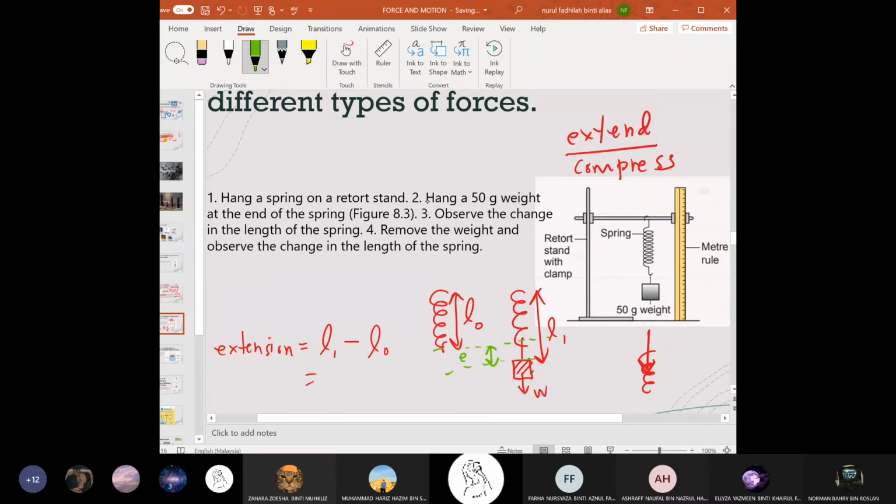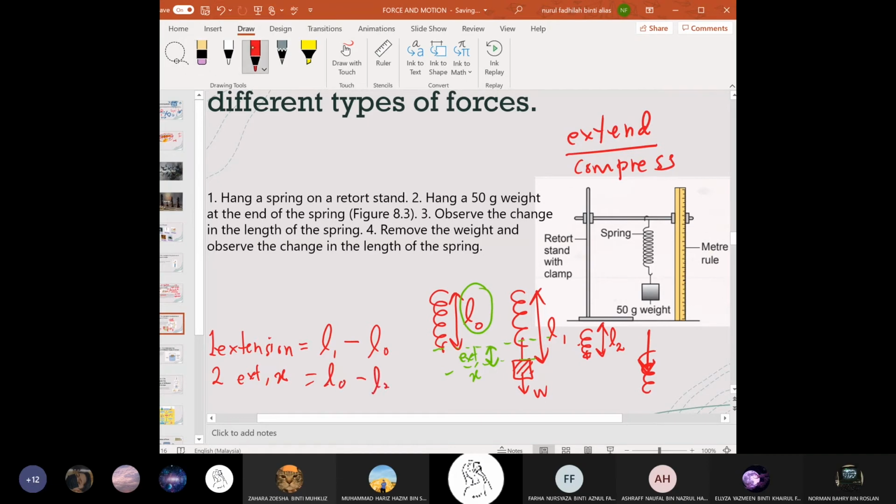It is the same when you compress. This is the original length. Now if you compress the spring, it becomes like this. This is the new length L2. What is the extension? This is situation 1 and this is situation 2. The extension, with symbol X, is L2 minus L0, which would be negative, but we make it positive. So it is L0 minus L2. Why L0 first? Because L0 is longer and L2 is shorter, because you compressed it.